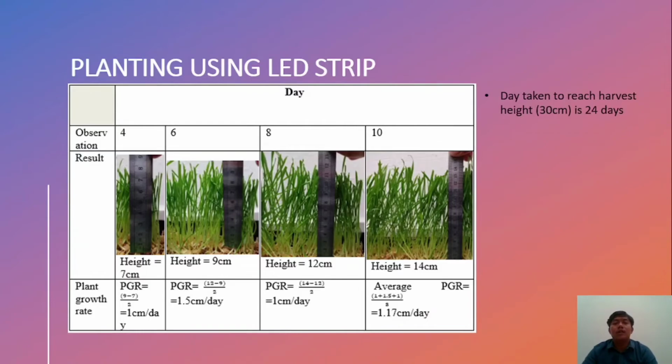So the second analysis, I use LED strip. So the plant growth rate average is 1.17 cm per day. So in order to reach the 30 cm, it took only 24 days.